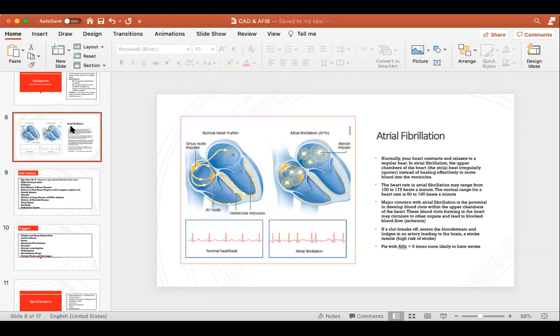The biggest concern with atrial fibrillation is the potential to develop blood clots within the upper chambers, which occurs when there's blood pooling in there. These blood clots forming in the heart can circulate to other organs, such as your brain, and lead to blocked blood flow and stroke. Patients with atrial fibrillation are 5 times more likely to have a stroke.